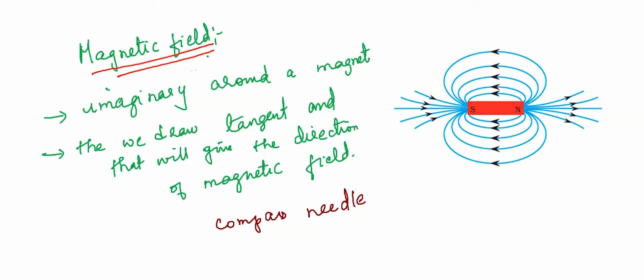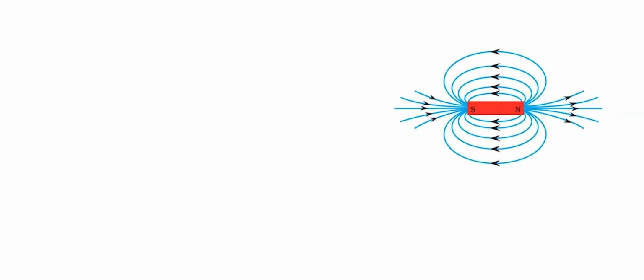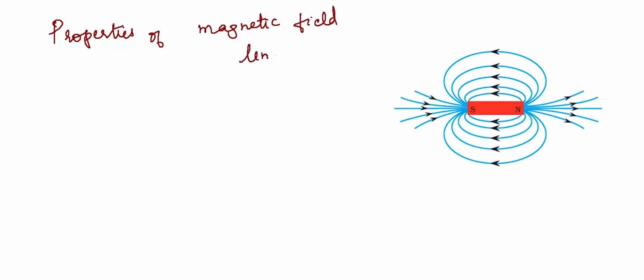So these magnetic field lines have some important properties. Let us see the properties of magnetic field lines.